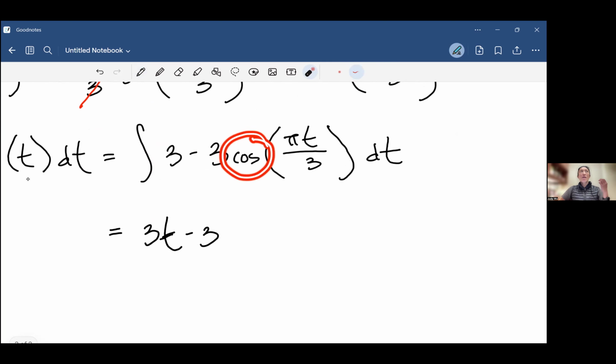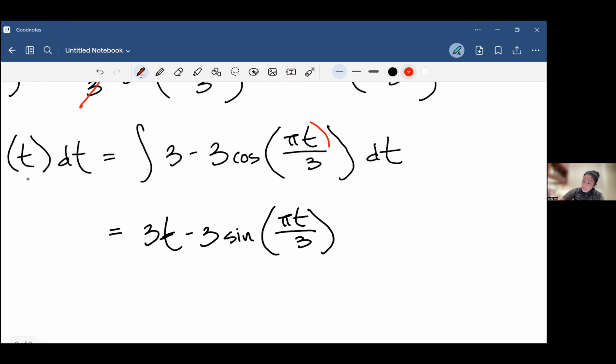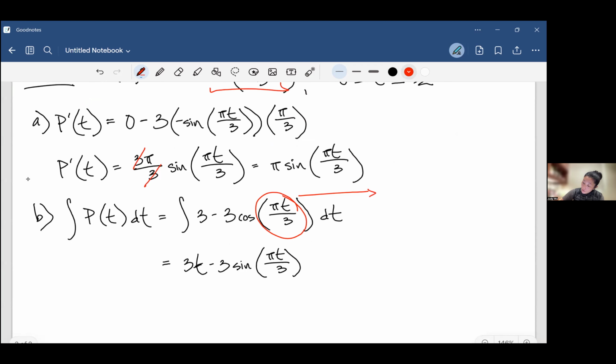Oh, let's go backwards now. The integral of cosine is sine of pi t over 3. But this is a classic case for u sub. We're going to let u equal pi t over 3. That means our du is pi over 3 dt. But to get the dt by itself, I have to divide that pi over 3 to the other side. Okay? So let me take an extra step to write this. Du divided by pi over 3 equals dt.